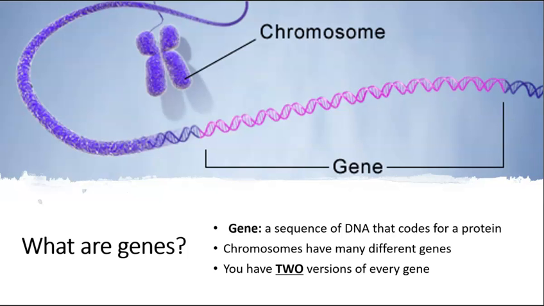Before we get into genetics, we have to get into the basic building blocks. What are genes? A gene is a sequence of DNA that codes for a protein. We've heard of chromosomes before, so chromosomes actually are made up of genes and have many different genes. You have two versions of every gene, one from mom and one from dad. So we know that genes are carried on chromosomes. They are the basic functional units of heredity with the ability to be replicated, expressed, or mutated.